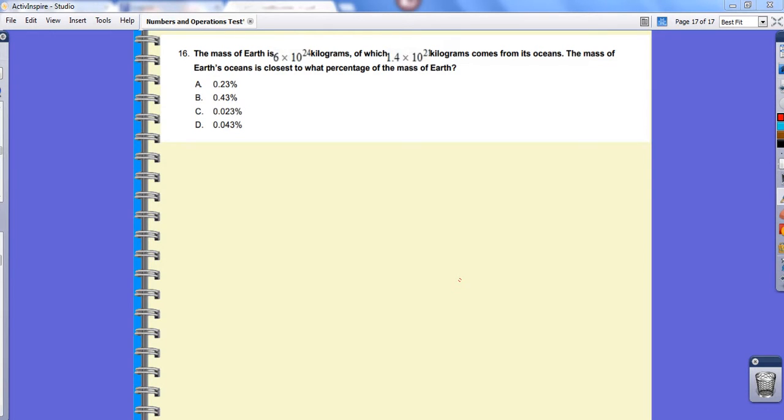This is number 16 of the number and operations test. This is another one that a lot of people had a really hard time with. As you look at it, there are multiple steps to this one. So let's go ahead and break it down.